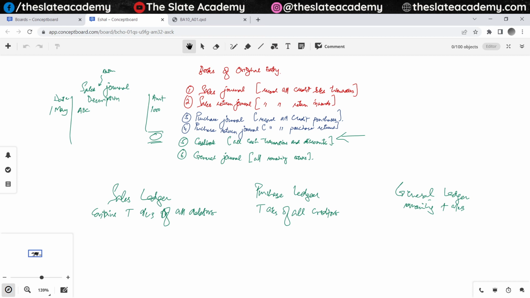So in sales ledger, we recorded all the T accounts from debtors, ABC, XYZ, JKL, all the debtors that we have. For purchase ledger, we'll have all the T accounts contained in one ledger, one register. So this thing, personally, I believe it made more sense when we were doing manual accounting. For example, in between all those thousands of T accounts, if you want to look at all the debtors, it would be difficult to find.